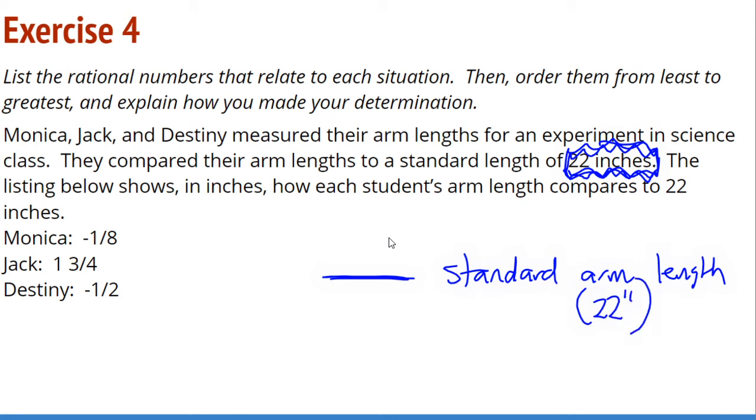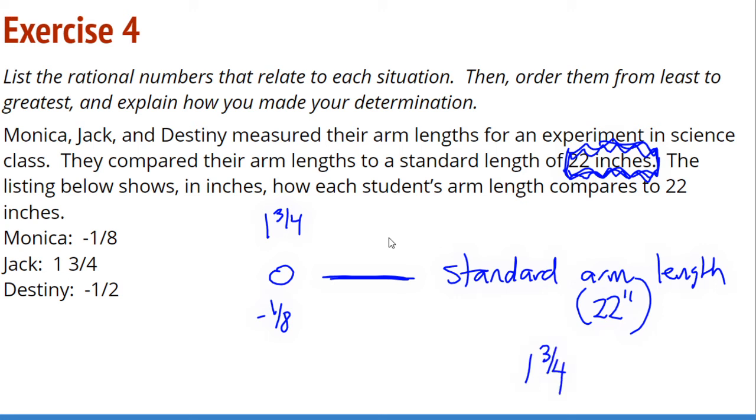Now Monica is an eighth less. So if this is our 0, she's going an eighth less than that. Now Jack is going longer than that. He's a plus 1 3/4. So if we're putting these in order from least to greatest, we can see that Jack has the longest arm because he's a positive 1 3/4.